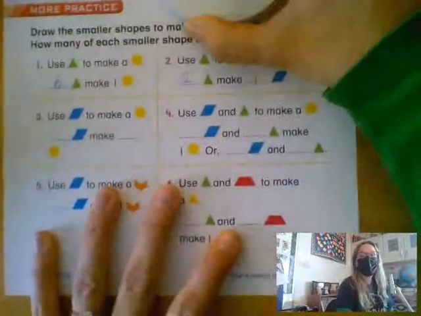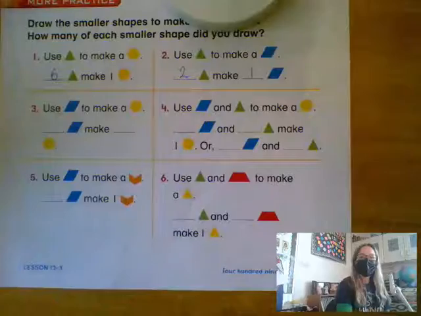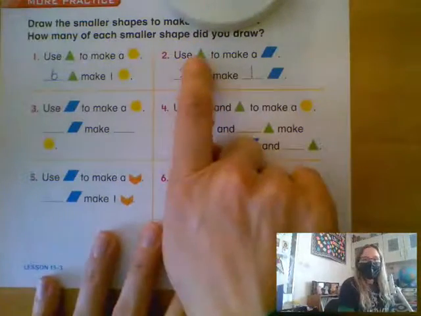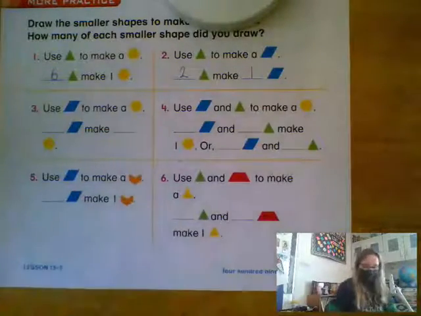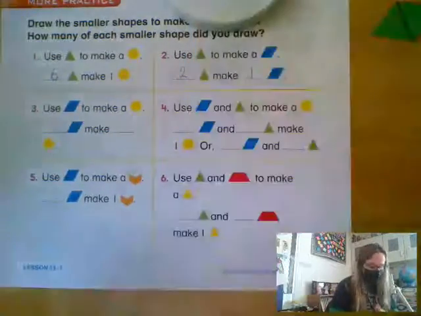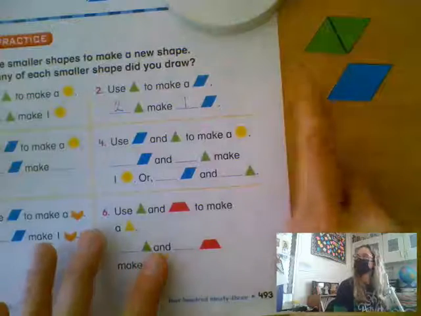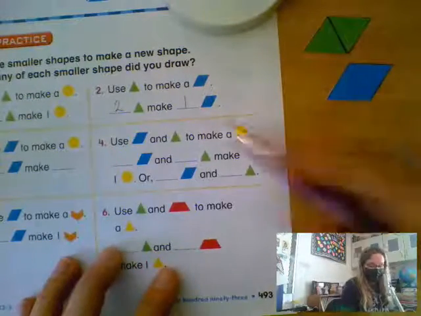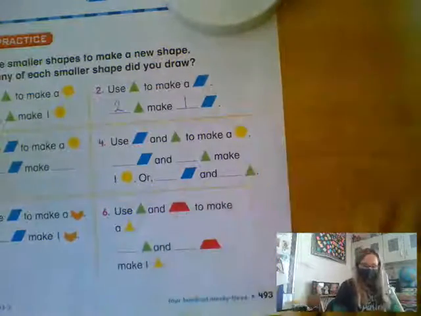If you do not, watch and do it with me so that you can start to understand how it works. Number 2 said use triangles to make a rhombus. So I used 2 triangles and put them together like this, and that created 1 rhombus. So here you can see 2 triangles make 1 rhombus.